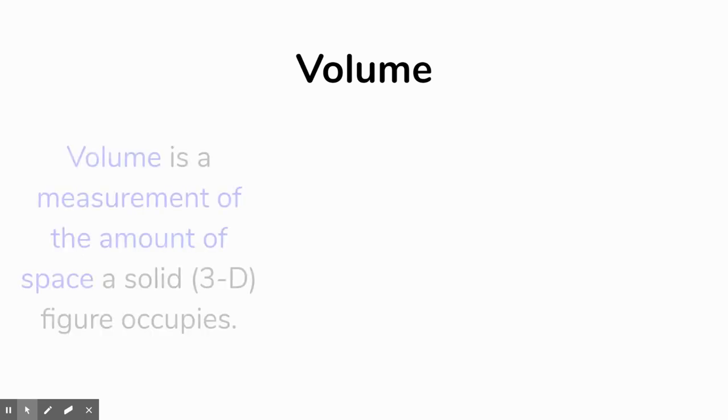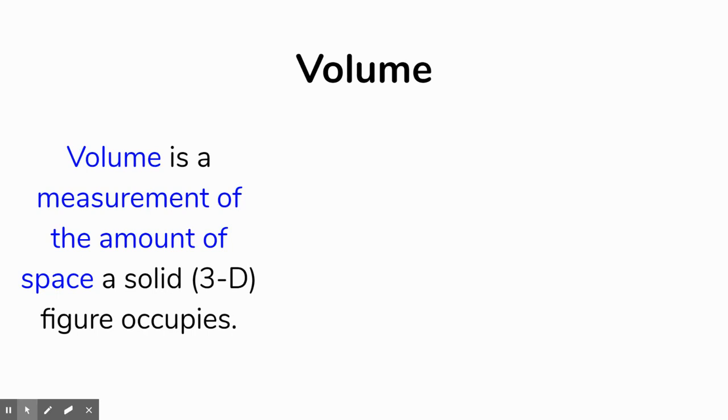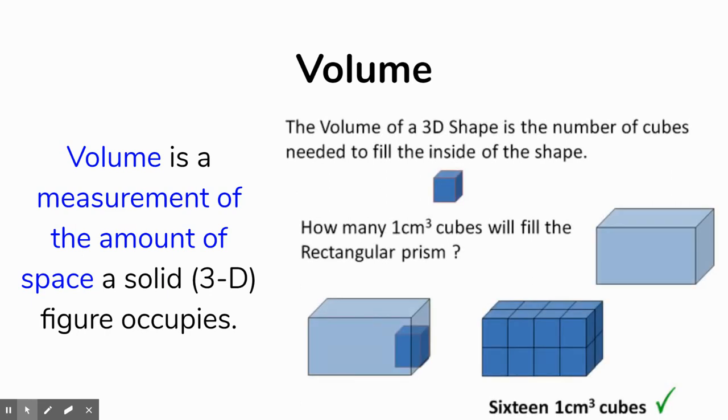So really quick, let's just do a very brief review of volume. Volume is the measurement of the amount of space that a solid three-dimensional figure occupies or takes up. Here's an example. For the volume of a 3D shape, we would use the number of unit cubes needed to fill the inside of the shape. So how many unit cubes would fill that rectangular prism? 16 cubes fit in that prism, which means that prism has a volume of 16 cubic units.